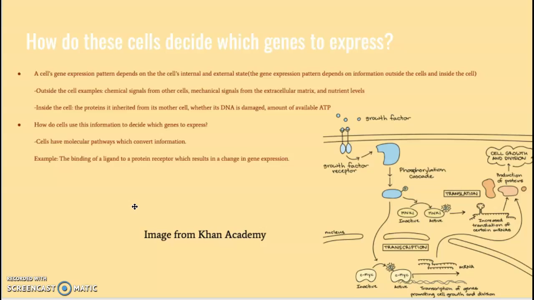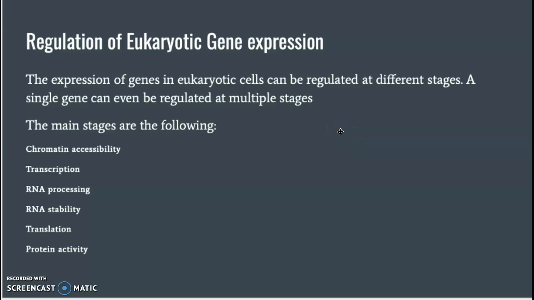How do these cells use this information to decide what genes to express? Well, cells have molecular pathways which convert information. For example, the binding of a ligand to a protein receptor results in a change in gene expression. So this right here is a molecular pathway, a signal transduction pathway. We have this signal, and it binds to this receptor. We go through all these different processes, and then at the end we have cell growth and division because of this one signal. So, the regulation of eukaryotic gene expression. The expression of genes in a eukaryotic cell can be regulated at different stages.